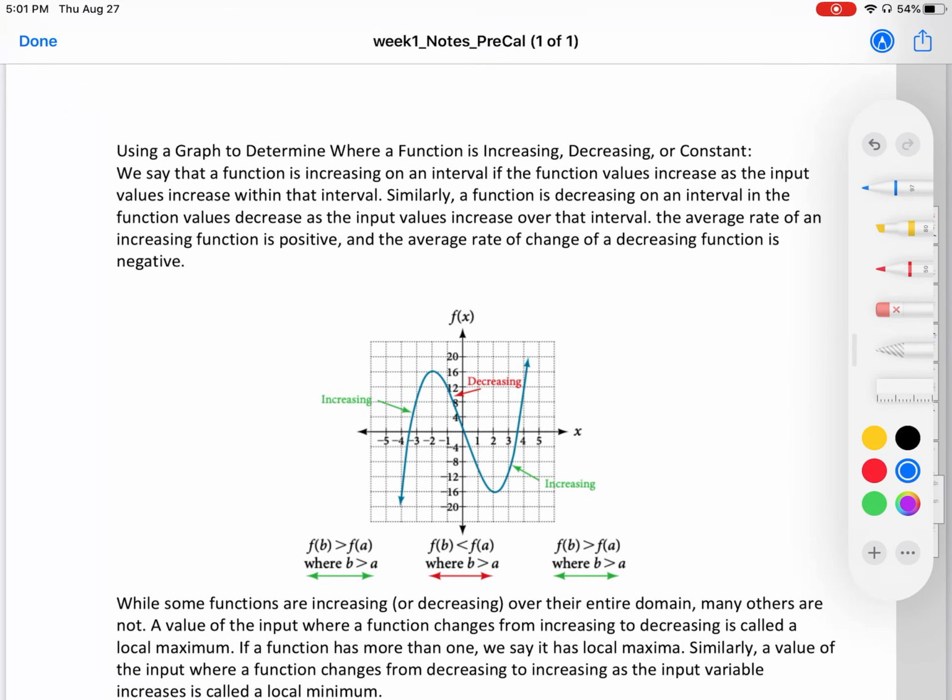Using a graph to determine where a function is increasing, decreasing, or constant. That should have been a heading, so that should have been in blue letters. We say that a function is increasing on an interval if the function values increase as input values increase. Similarly, a function is decreasing on an interval if the function values decrease as the input values increase over that interval.